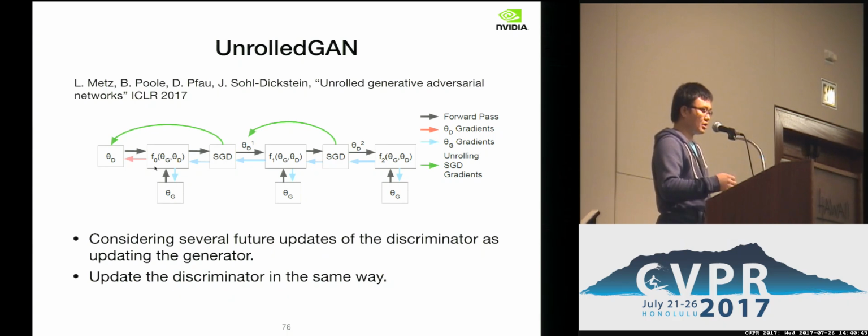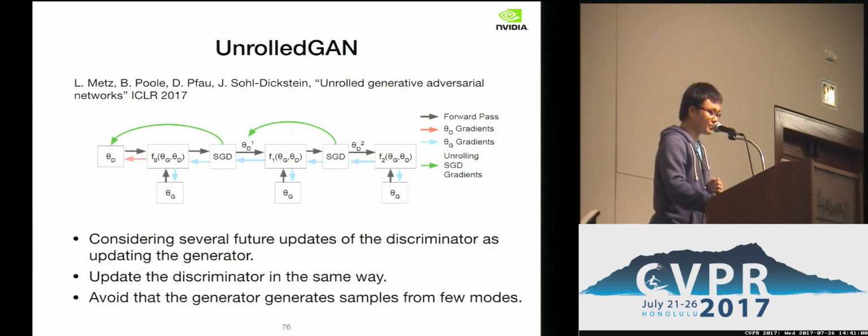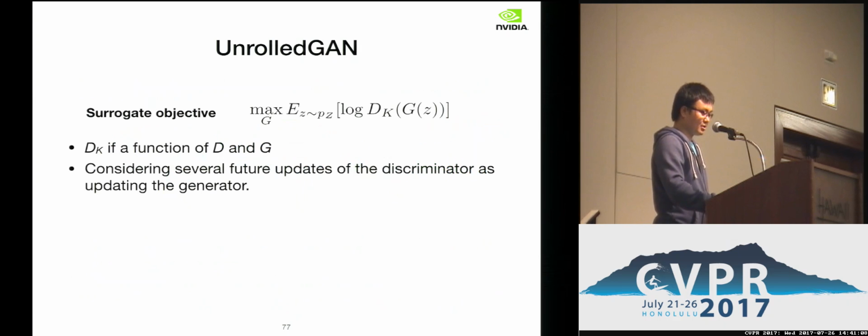Just use the current generator to update the discriminator. But for updating the generator, you use unrolled versions of the discriminator, many of them together, to update the generator. And it has been shown to have the property of preventing the generator from generating samples from only a few modes.